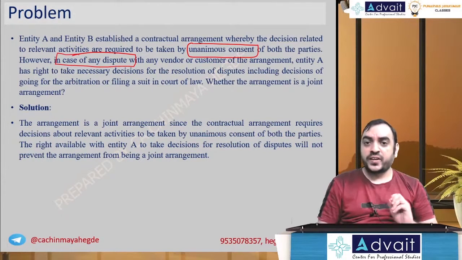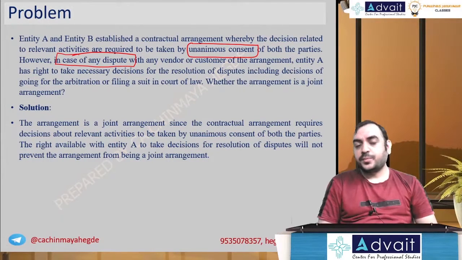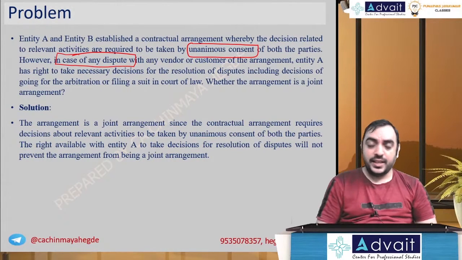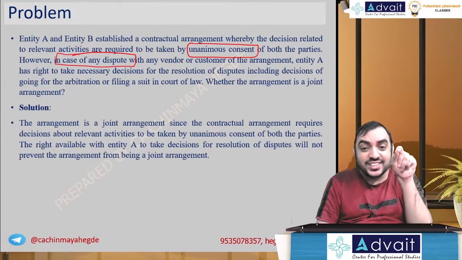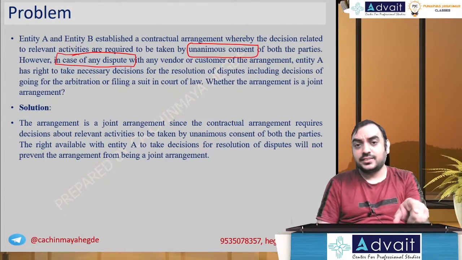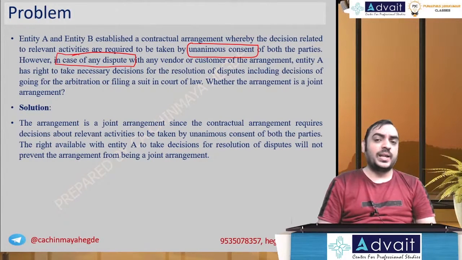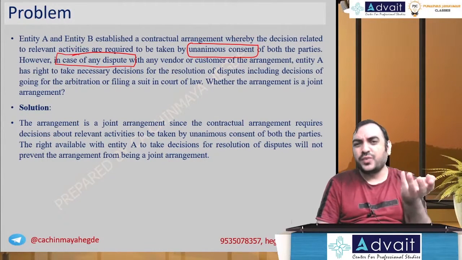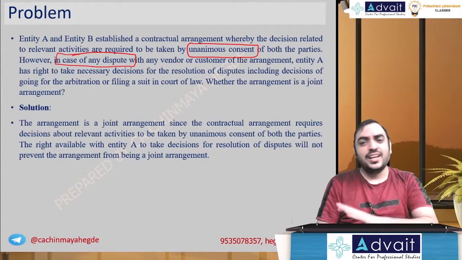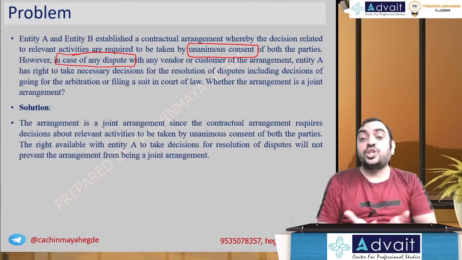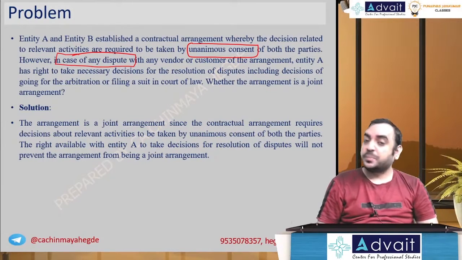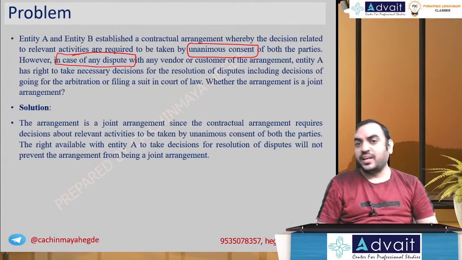Now, whether there is a joint control, the answer is yes. Because entities A and B always require unanimous consent. Only in this one particular case, that is in case of difference with the vendor or customer, A Limited can take an independent decision. So only in one or two cases A can act separately, which does not mean the entire structure of the organization is taken by A Limited separately. It's not controlled by A Limited separately.